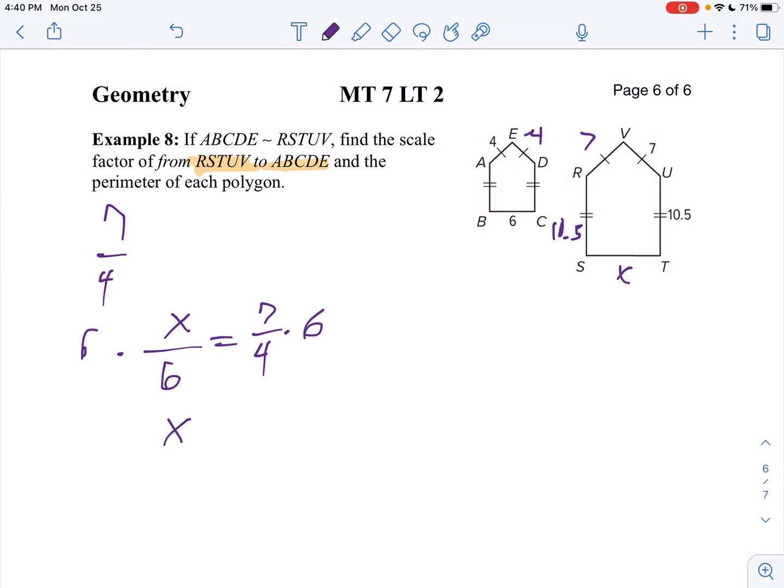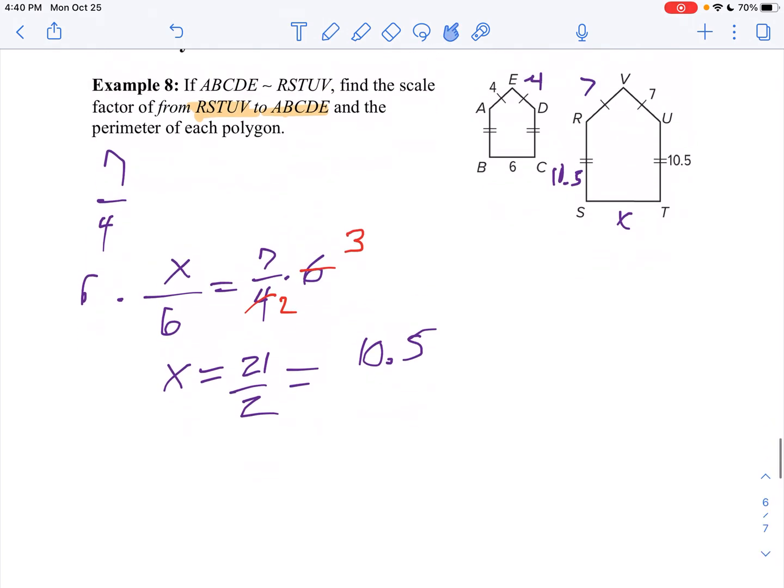So X then, I notice 4 and 6, I can divide them both by 2. So 6 divided by 2 is 3, 4 divided by 2 is 2. So I get 21 halves. Now I can find that perimeter. 21 halves, I'm going to write that as 10.5. Oh, look at that. We have three sides that are 10.5, don't we? So since X is 10.5, I can find the perimeter of my bottom shape.